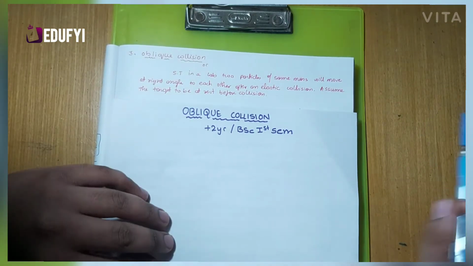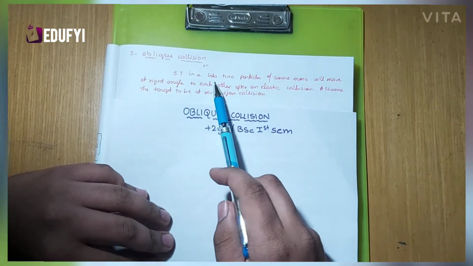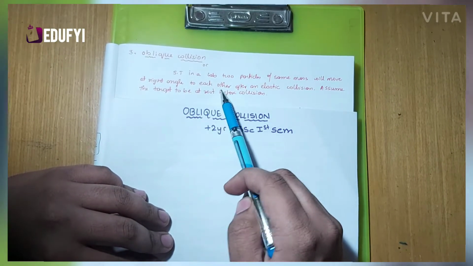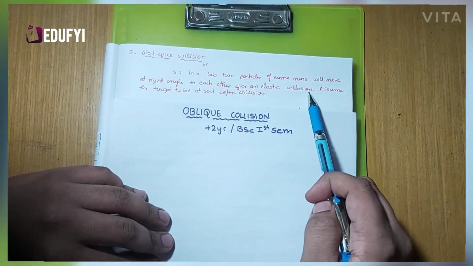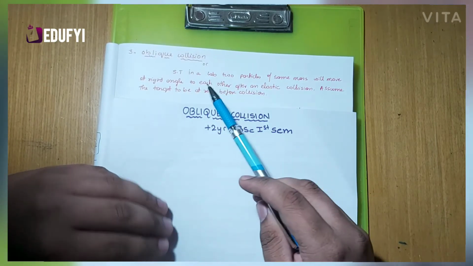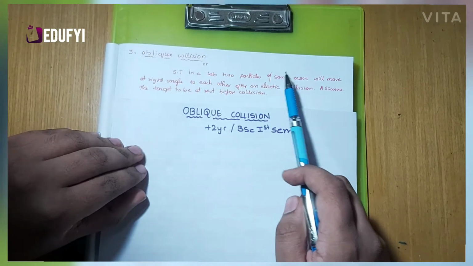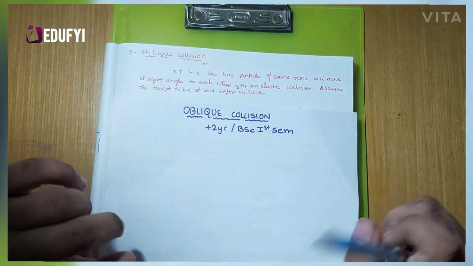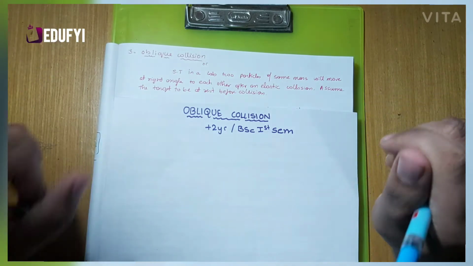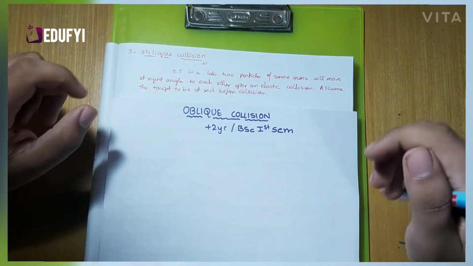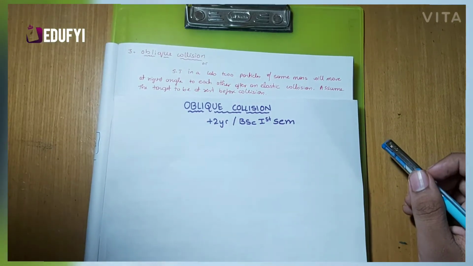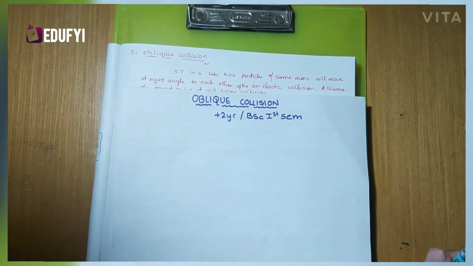In the exams, you would be given a question like: state that in a laboratory, two particles of the same mass will move at right angle to each other after an elastic collision. Assume the target to be at rest before collision. They are saying that two particles having the same mass will move at a right angle after the elastic collision, assuming that one of the particles is at rest. So we will be proving the derivation over here.